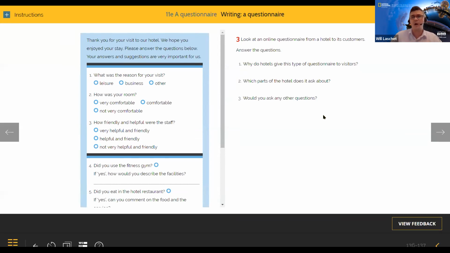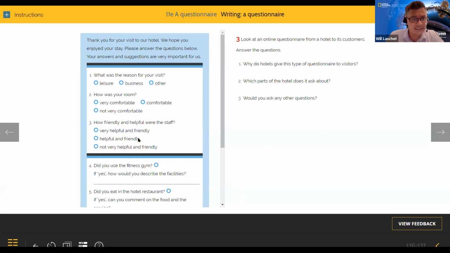The first question says, why do hotels give this type of questionnaire to visitors? Why do they do it? Maybe you could type into the chat box for me, what do you think? Why do hotels give out this kind of questionnaire? To improve their service. Arlene's got it. They want to measure what people think, to get feedback. They want to improve their service and ultimately get more customers and make more money. Check their quality. Perfect. Lots of good answers there.